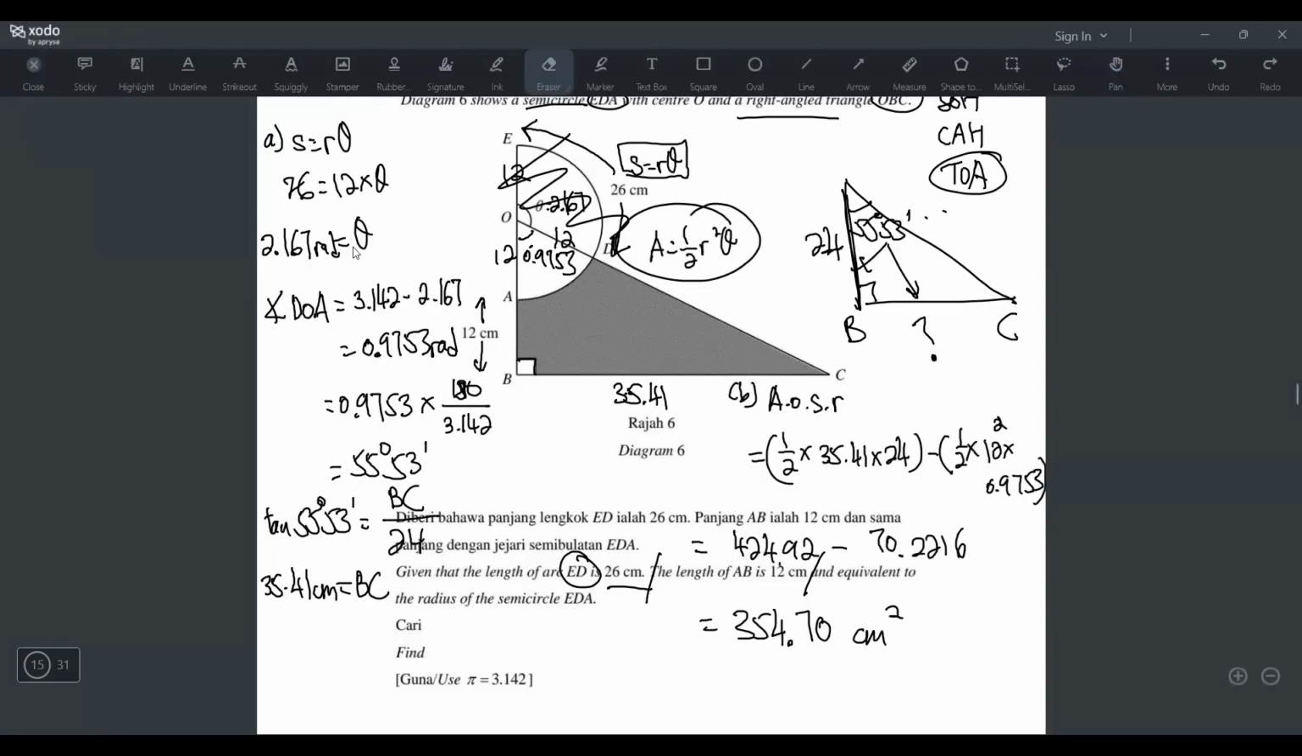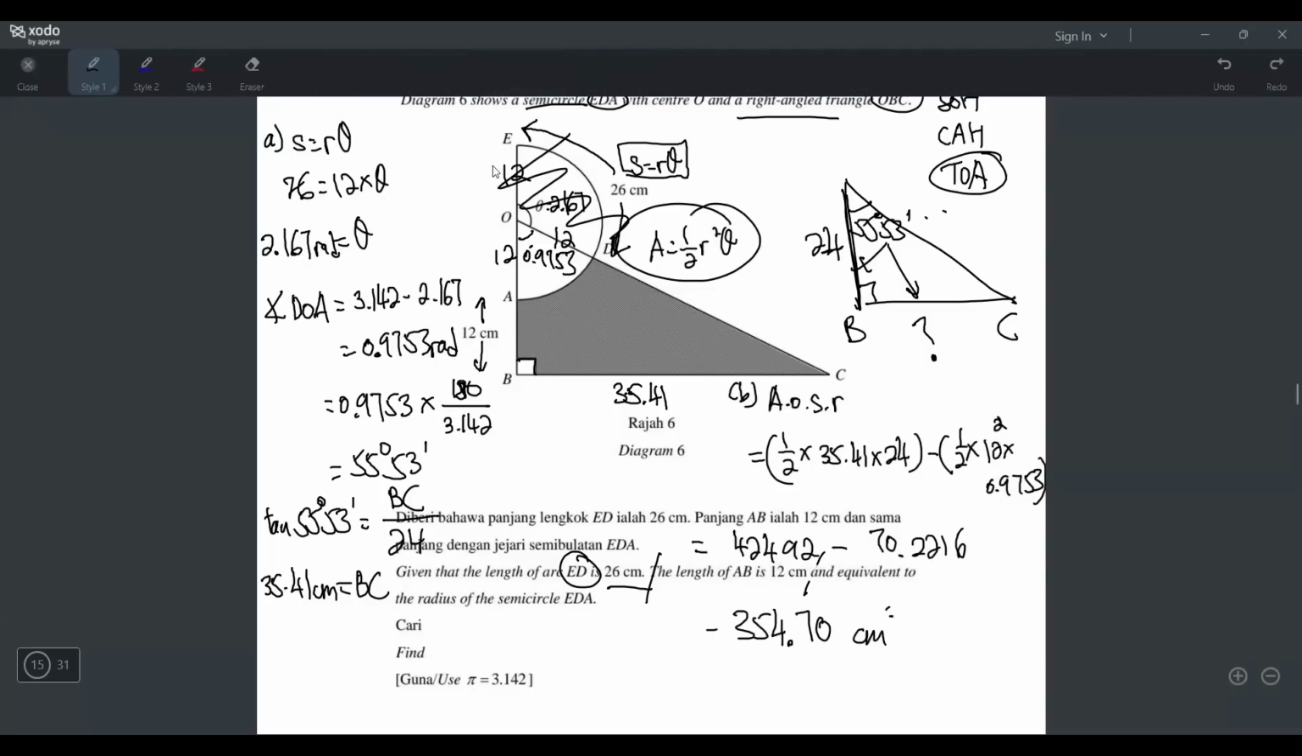I think it's because I used the answer button. Is it? 3.142 minus answer. Yeah, I used the answer button. So I think it's fine. Yeah, it's fine. Right? So 0.9753 times 72, and then 424.92 minus. Okay, I think I will stick to my answer. Yeah, I will stick to my answer.